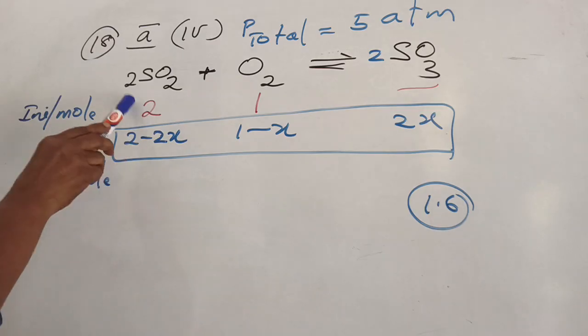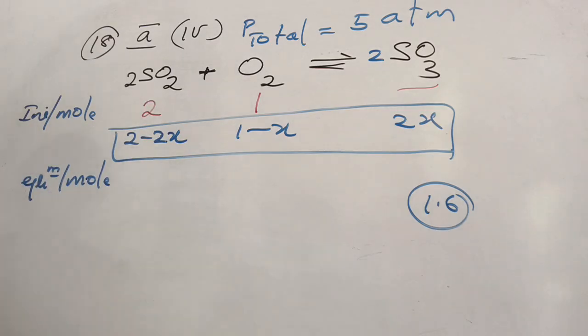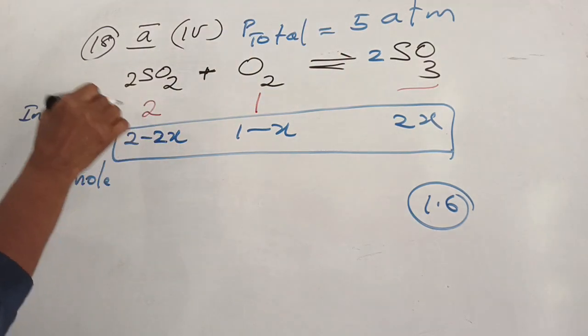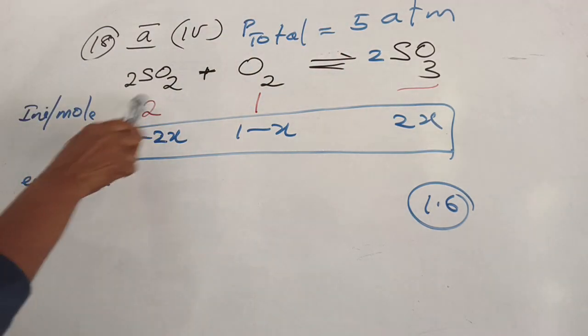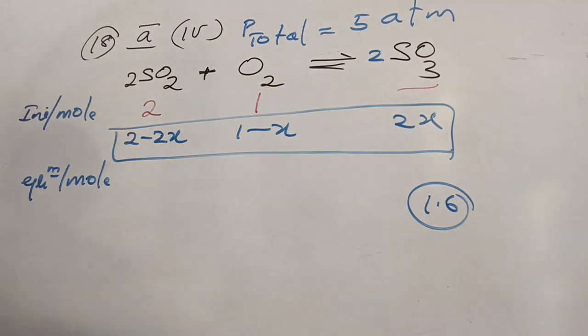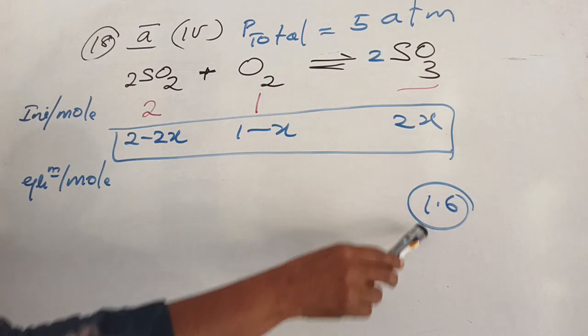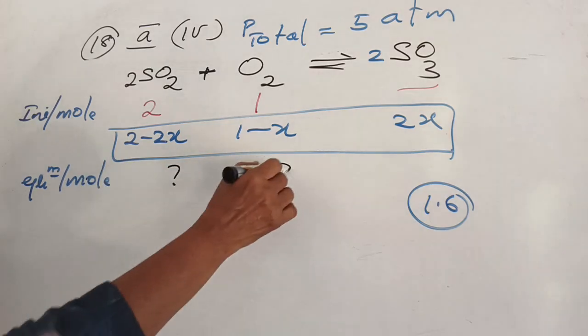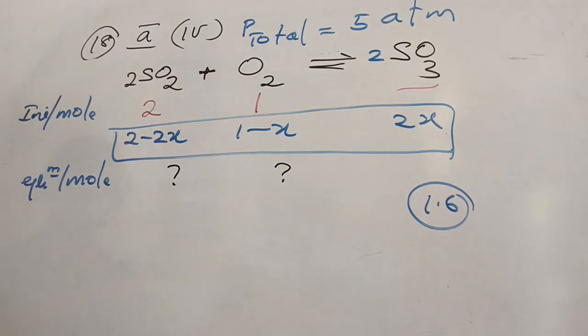To initiate the answer to this question, write down all the given information very clearly. Now you can see the total pressure is 5 atmospheres. There were 2 moles of SO2 and 1 mole of oxygen initially, and no SO3. At equilibrium, only 1.6 moles of SO3 were present. So you should find these two values: what were the SO2 and the oxygen at equilibrium?